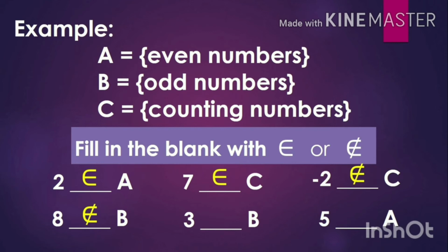3 is blank of set B. Is it an element or not an element? Correct, element, because 3 is an example of an odd number.